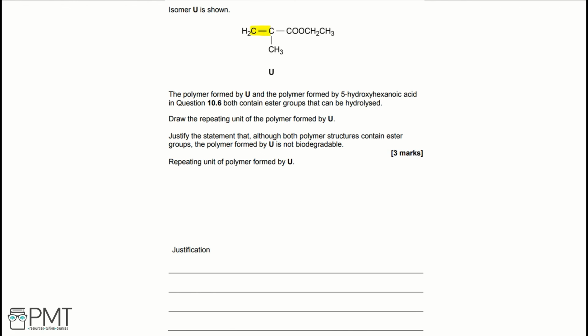So whenever you have a carbon-carbon double bond, this is a sign that you have an addition polymerization happening. If you have an ester group, so a carbonyl and then a CO, that's a sign that you have condensation polymerization. So the addition polymer, if we're going to draw the repeating unit, we have CH2, C, CH3, COO, CH2, CH3, and then our line to show that it's a repeating unit. Now we need to justify.